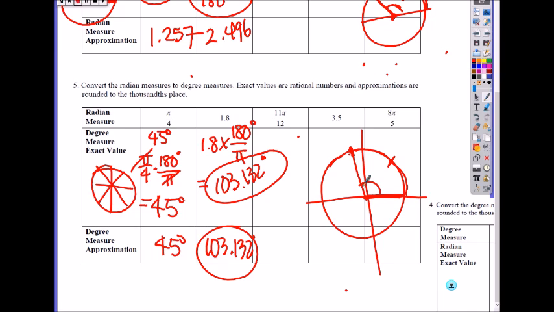Okay? So your homework tonight is to just finish this page. Draw your work, circle your final answers.